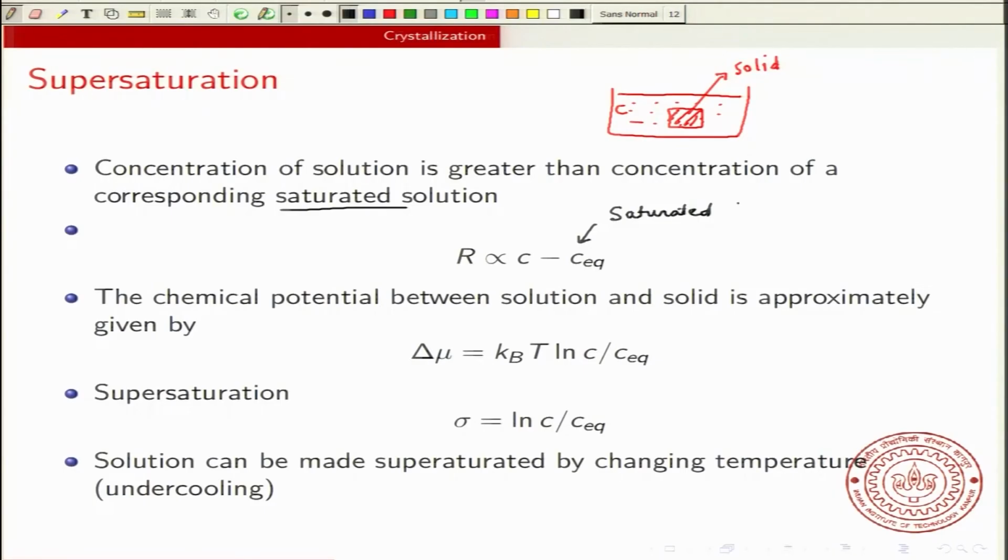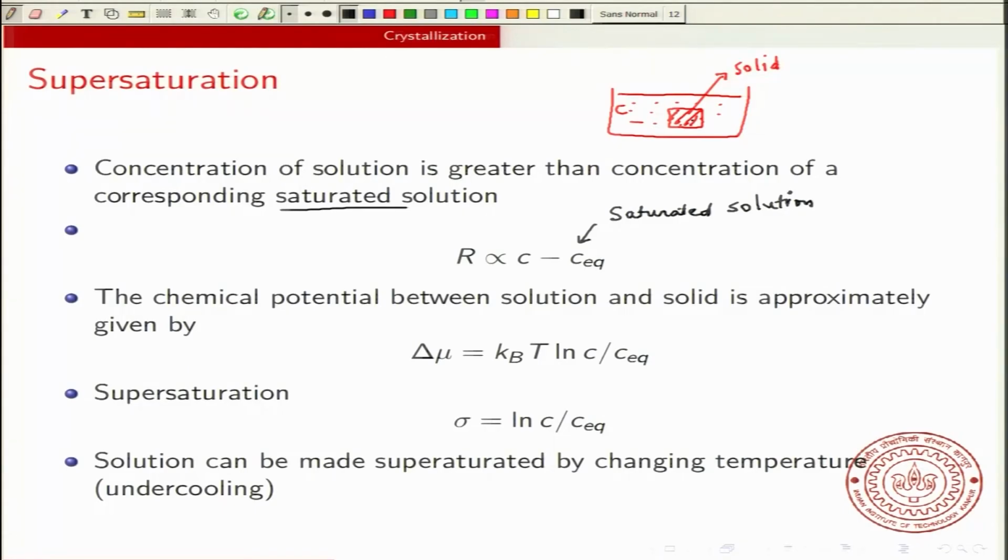So, in other words, in the saturated solution, your crystal and your solution are in equilibrium. In this case, the rate, again, you can work this out from very elementary theories, is now proportional to the difference between the concentration of the solution and the equilibrium concentration. The equilibrium concentration is basically the concentration of the saturated solution. So, how much the concentration of the solution is greater than that of the saturated solution.